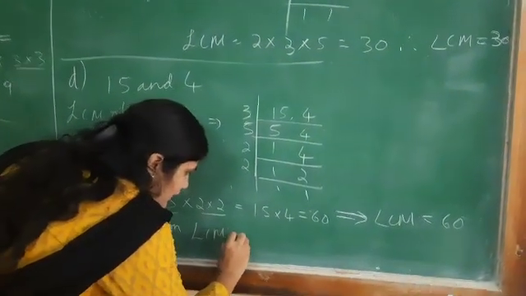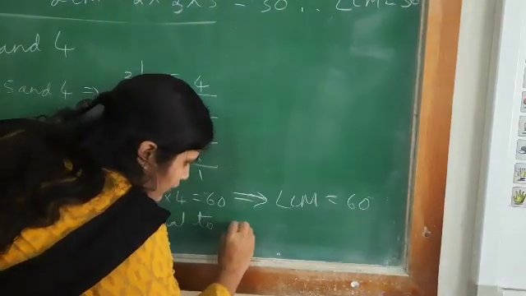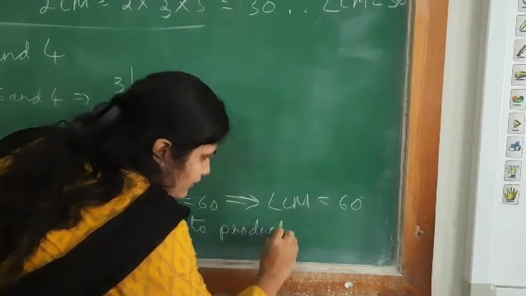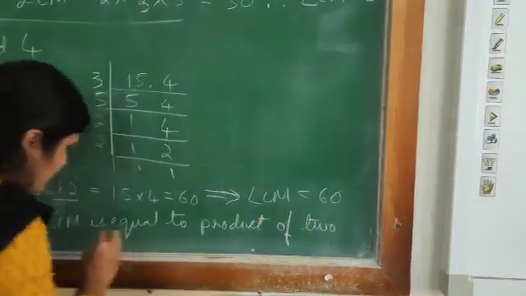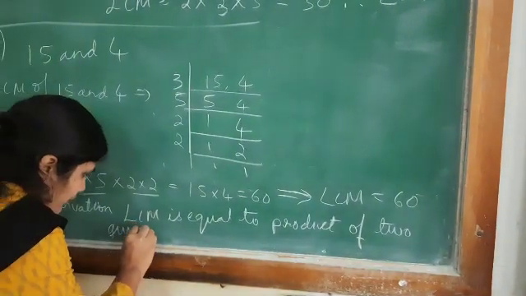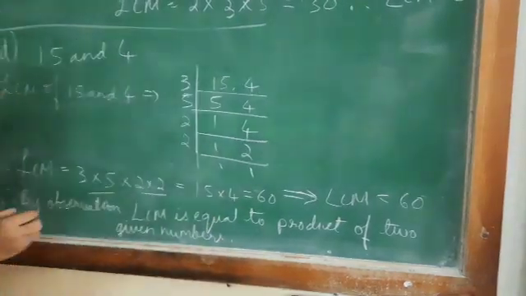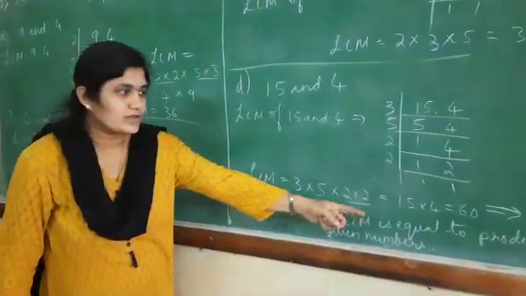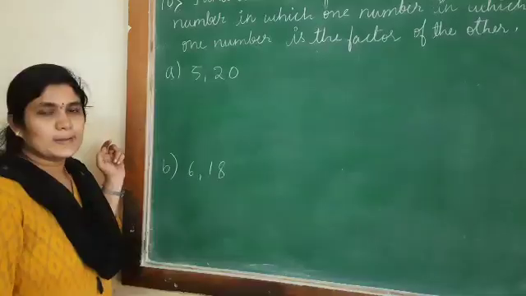LCM is equal to product of given numbers. Product of 2 given numbers. By observation, we can say that LCM is equal to product of 2 given numbers in this example.